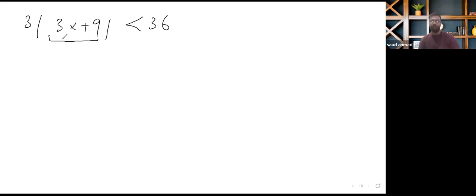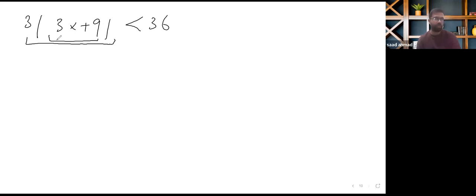Okay, so similarly, like we had absolute value equations, we also get absolute value inequalities. Let's say I have the absolute value of 3x plus 9, and let's say it is less than 36. What I want to know is for which values of x the absolute value, the distance, will be less than 36.